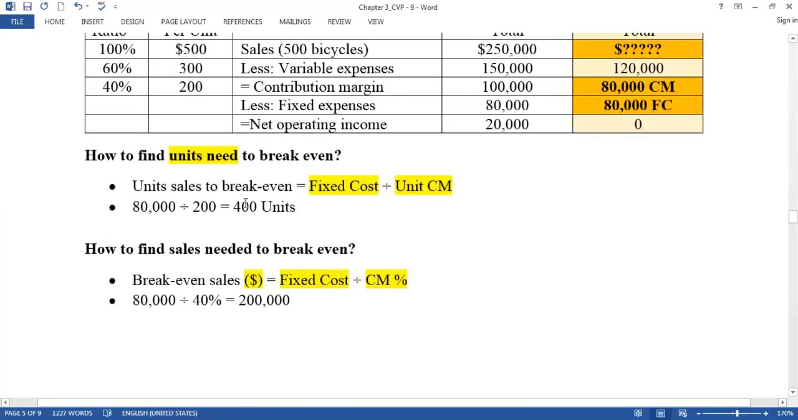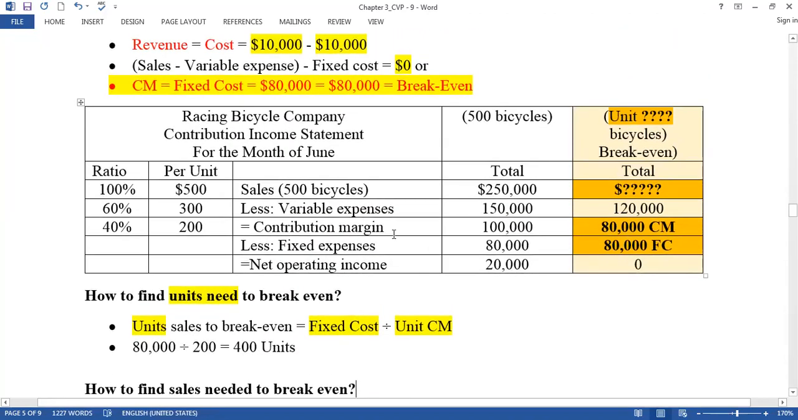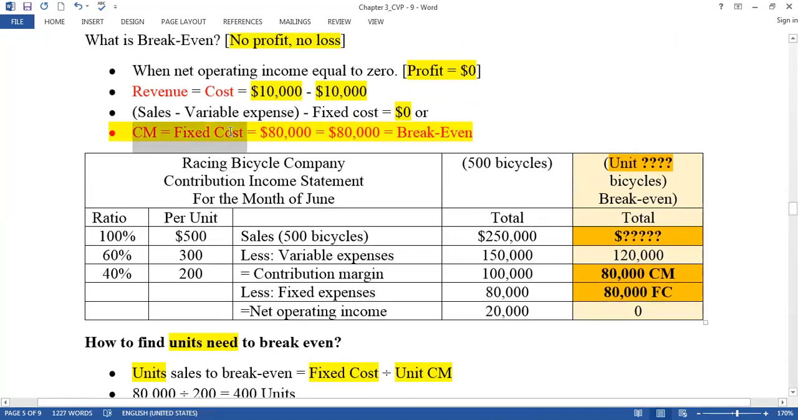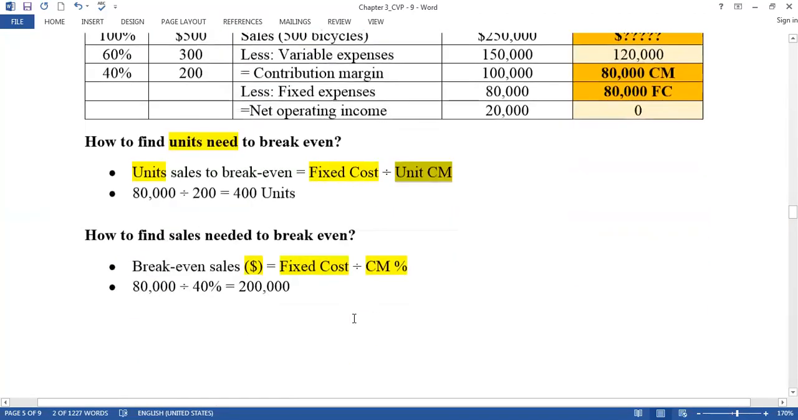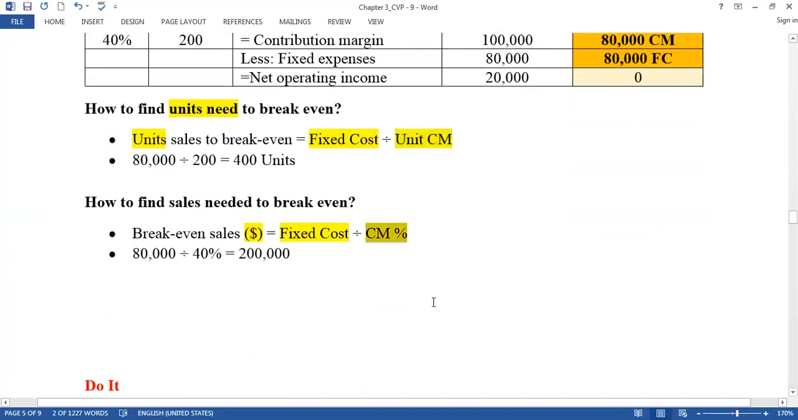If you want to know units, then the formula is fixed cost divided by CM unit. That means the break even belongs to these two components, fixed cost and CM, right? So you do not need to remember other formulas, just remember these two: fixed cost divided by unit CM, and fixed cost divided by CM percentage.